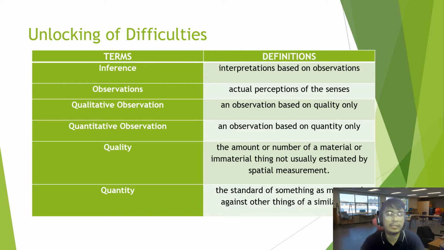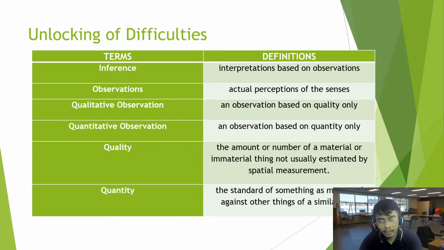Let's define first inference. Inference is an interpretation based on observation. Take note of that. While observation, on the other hand, is the actual perceptions of the senses. Qualitative observation is an observation based on quality only. While quantitative observation is an observation based on quantity only.